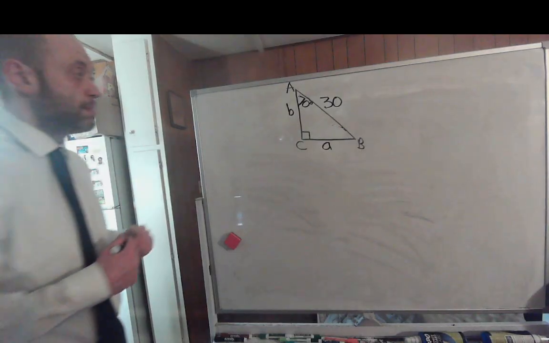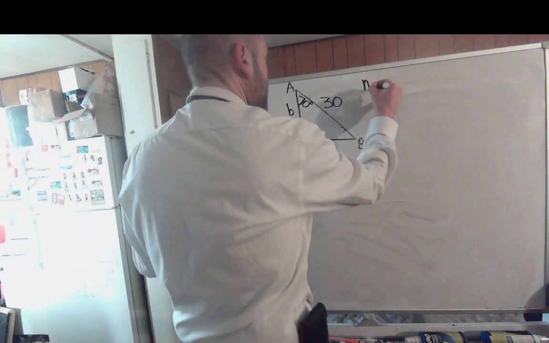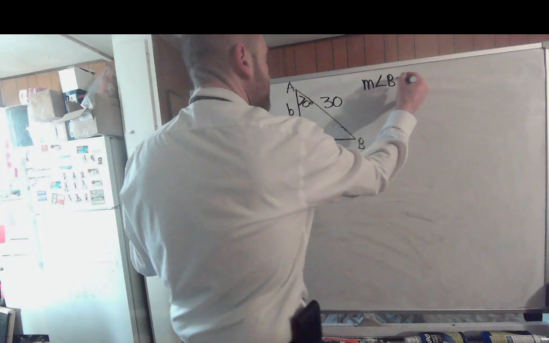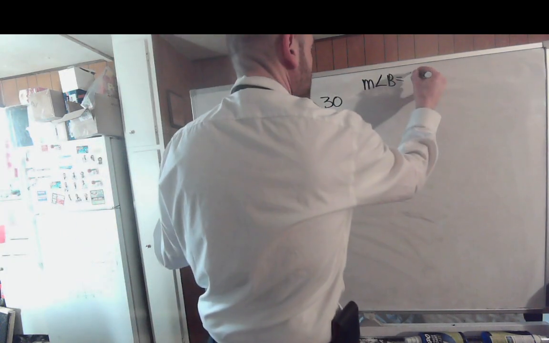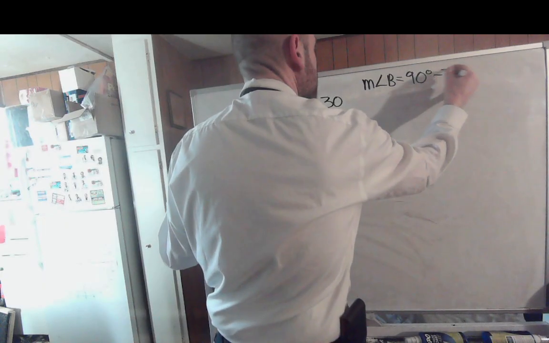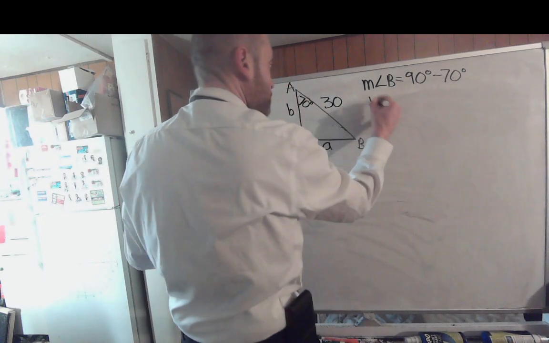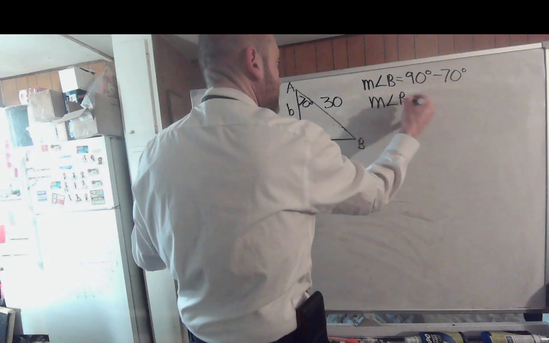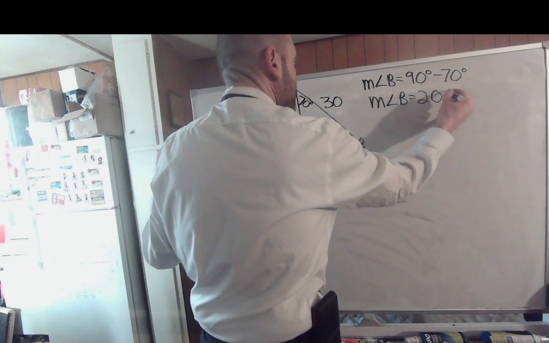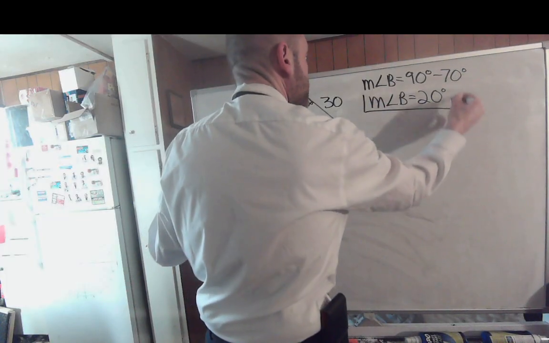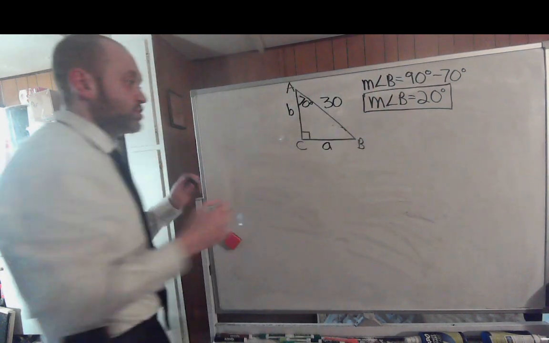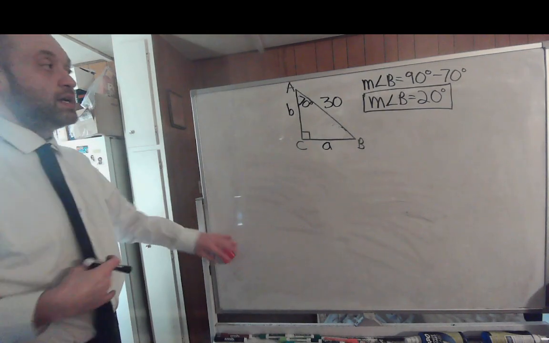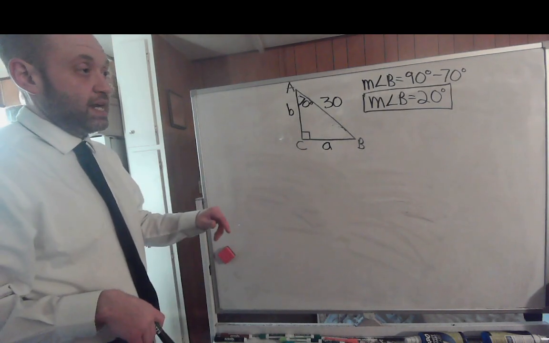That's okay. To find the measure of angle B, you're just going to subtract that 70 degrees from 90, so that equals 90 degrees minus 70 degrees, which means that the measure of angle B would be equal to 20 degrees. So we just found the measure of angle B to be 20 degrees. Okay, now let's start with side A.